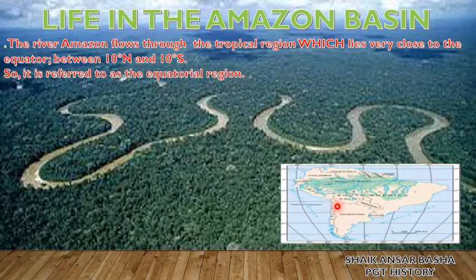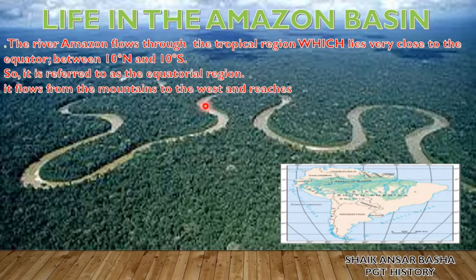What is the specialty of the equatorial region? Throughout the year rainfall will be there at any time. All of a sudden rainfall will occur and the temperature is high throughout the year. The river flows from the mountains in the west, the Andes mountains, and reaches the Atlantic Ocean in the east.